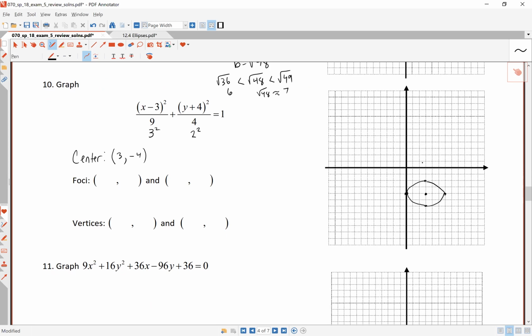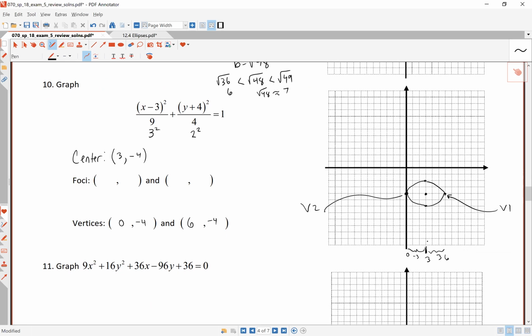The vertices lie on the longer axis. So that's vertex 1, and that's vertex 2. Both of those lie at a y value of negative 4. One of them is 0, and the other one is 6. From the center of 3, we move to the right 3, which puts us at 6, and we move to the left 3, which puts us at 0.